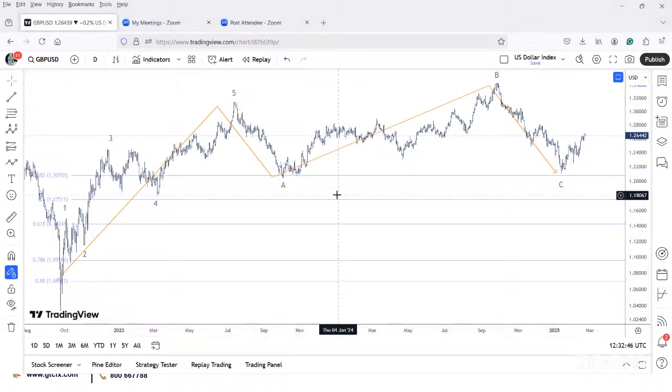We are doing the fourth analysis of the session after euro, dollar index, gold, and this is the pound.